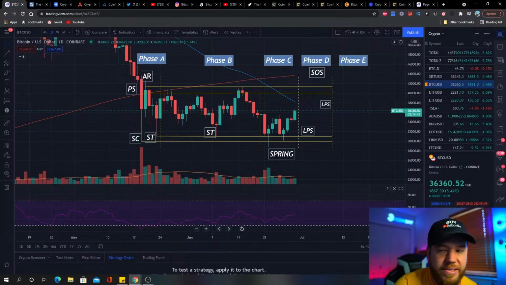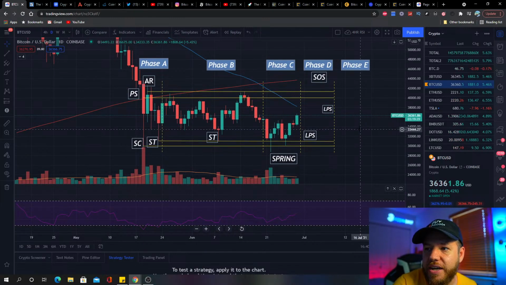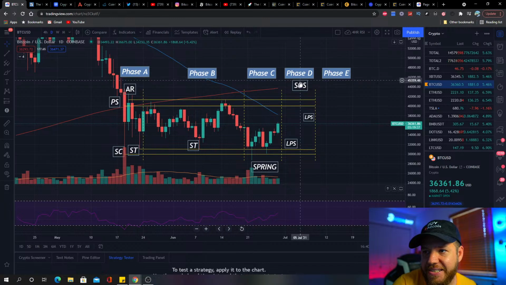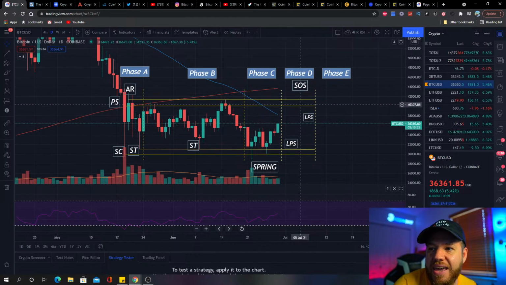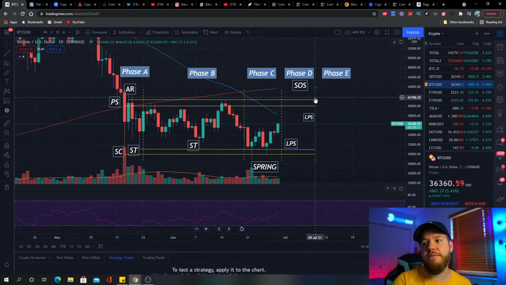Mid July, I see breakout. Yeah, so if we're going to get into phase D, that's probably going to be around when we get above 38K. And then we would need to test that $42,000 range and then come back down and bull flag there. So we would have a move up, right? And then bull flag there. And then we need to break out of 42,000.